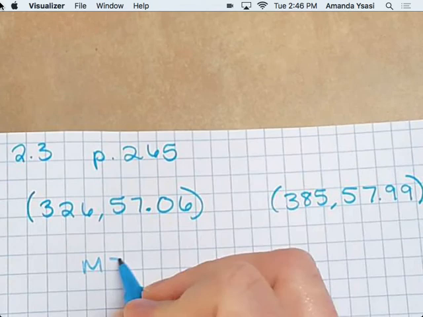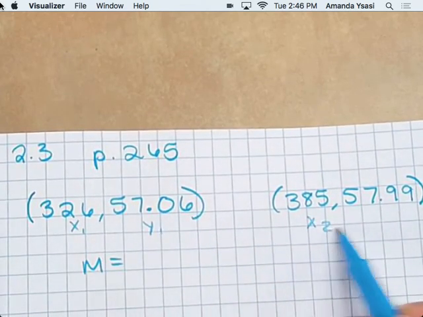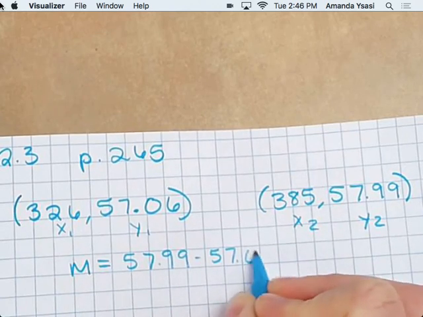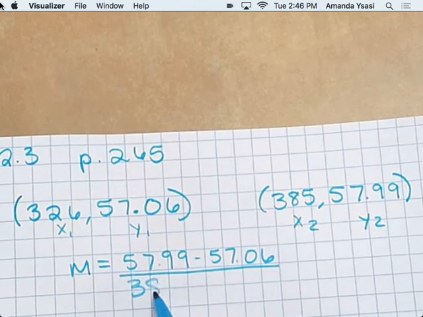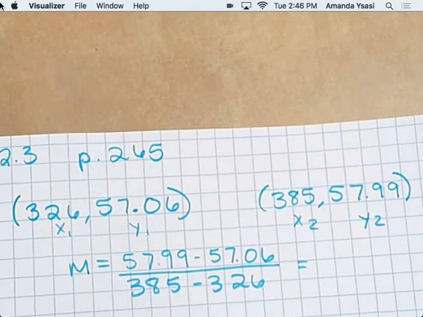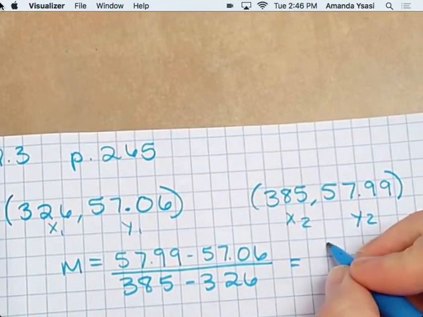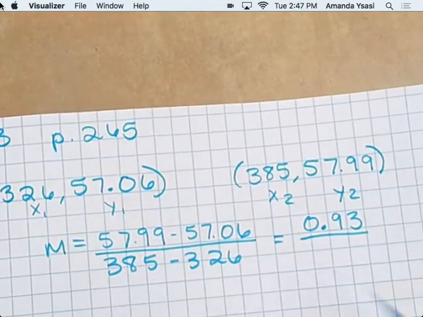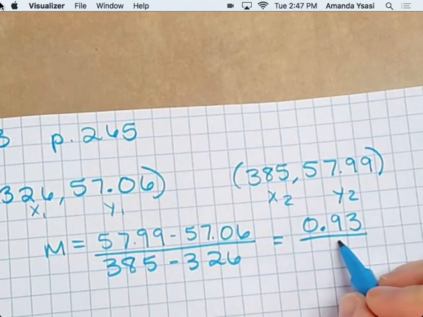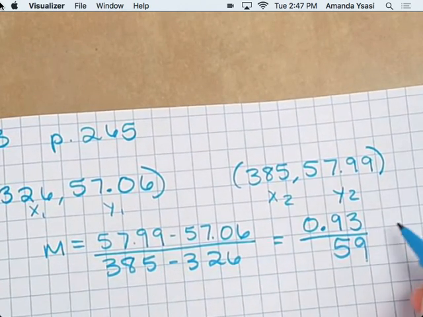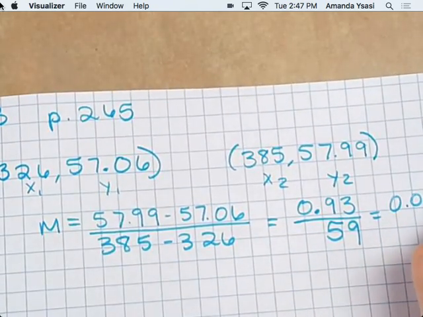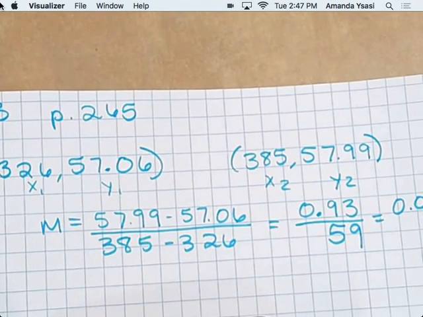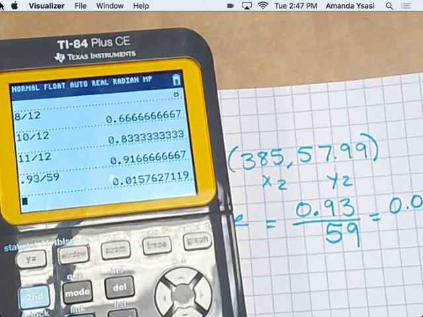The first thing you do is find the slope. So it says x1, y1, x2, y2, and we subtract the y's. So 57.99 minus 57.06 over 385 minus 326. When we subtract those, what is that one? 0.93 over, if that was 6, that'd be 60, but it's 59, it's one less. And then when we divide that, we're going to put it at 0.02. So that is our slope. Make sure it's right. Yeah, so we'll round to 0.02. That will be our slope.